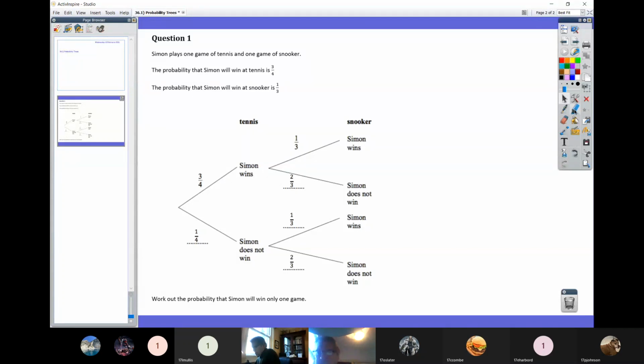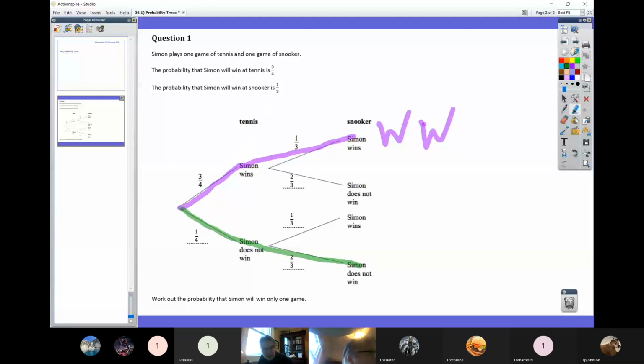So let's just remind ourselves how we read these probability graphs. Imagine you're just going along these paths. So you're looking down from above and they are roads. That journey that I've just done there in purple, that is Simon winning at tennis and then winning at snooker. Okay, winning and winning. With the paths we've gone along, we're winning and winning. So that's a good day for Simon. However, the path at the bottom is him losing and losing. Now, this question isn't asking about either of those.